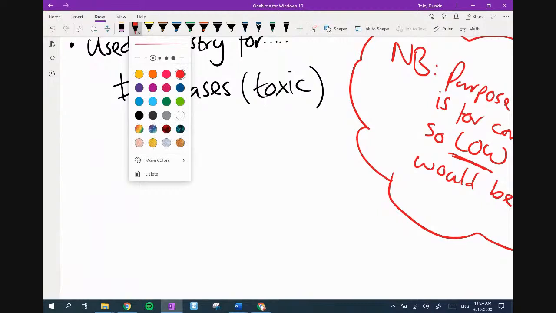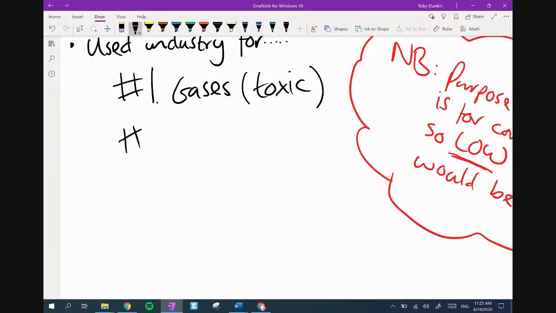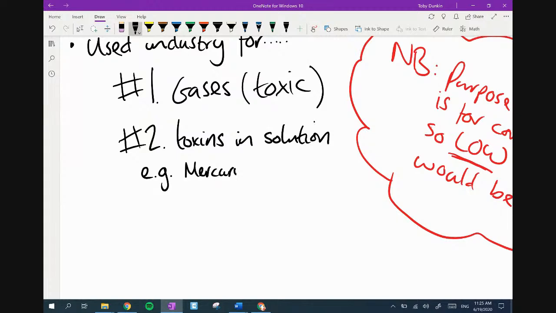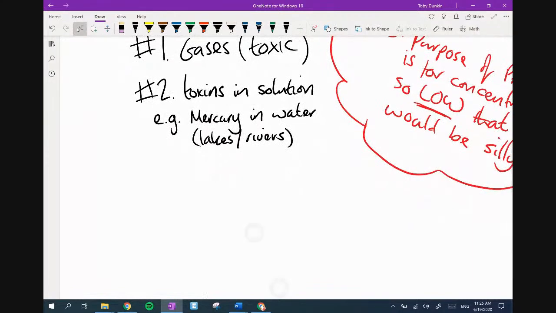Number two, the second reason why industry tends to use it is for toxins in solution. The examples are things like mercury. We know that mercury is a toxic metal. Mercury in water reservoirs, lakes and rivers.